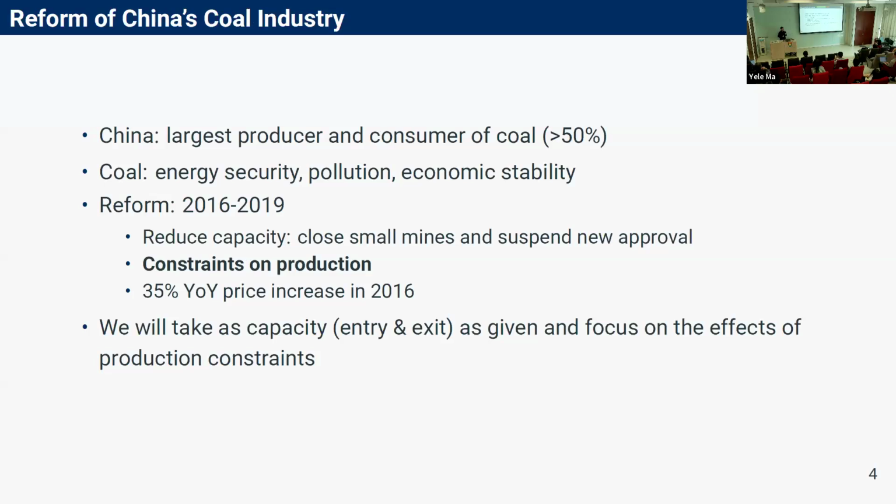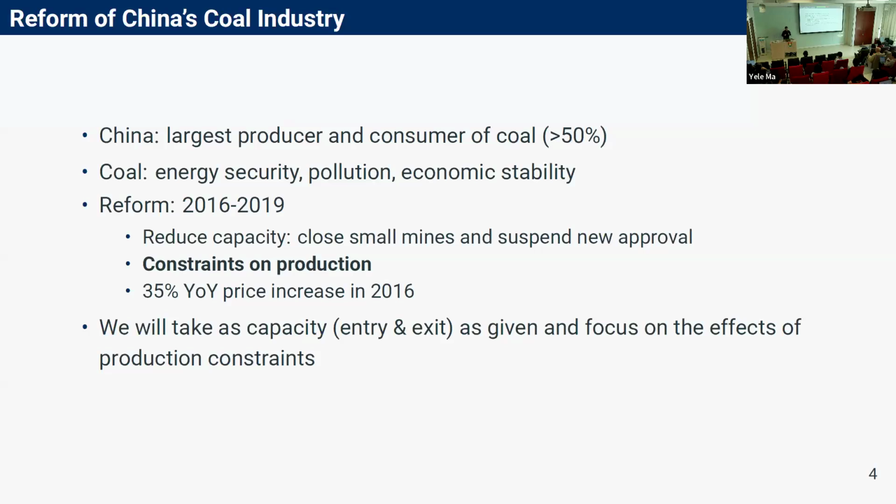We study this policy comparison in the setting of China's coal industry. China is the largest producer of coal and also the largest consumer of coal. Also, the coal industry itself is an important sector to China's energy security as well as the green transition. Starting from 2016, the government started a series of so-called supply-side reforms that reduce the capacity and supply of coal. There are policies such as the shutdown of small mines, suspending new mine approval, and also putting a lot of constraints on production, which led to a surge in price in 2016.